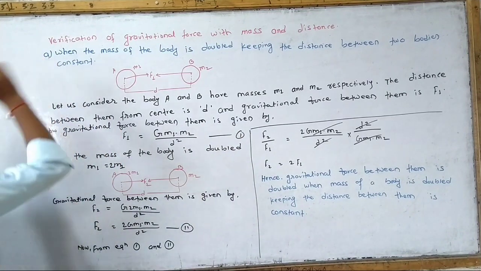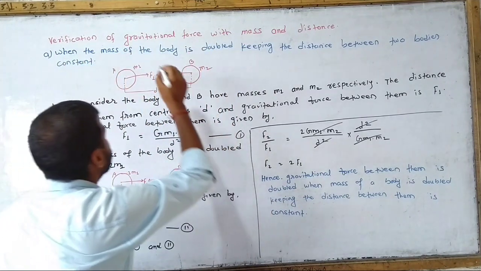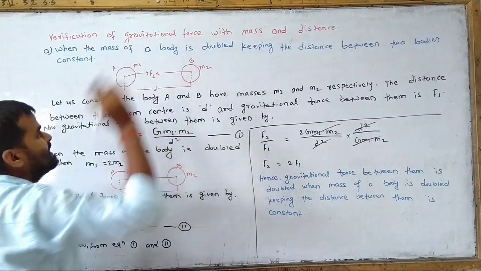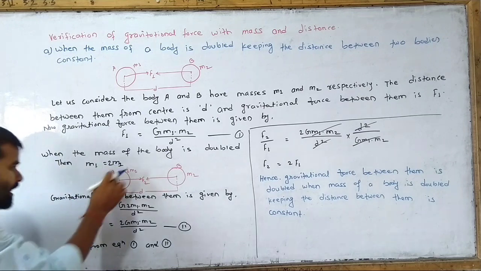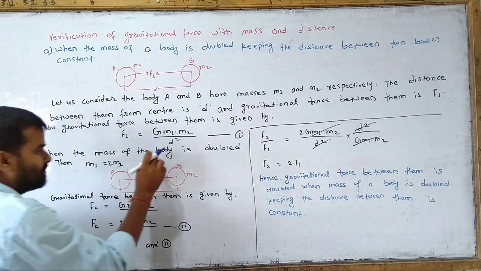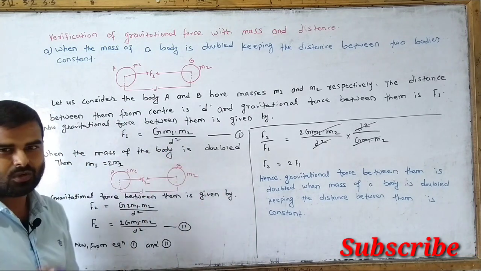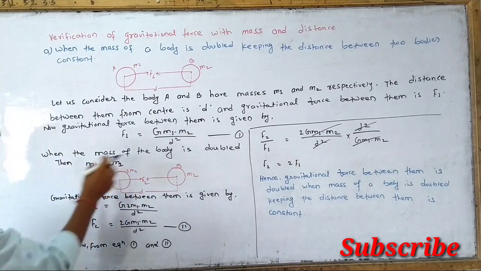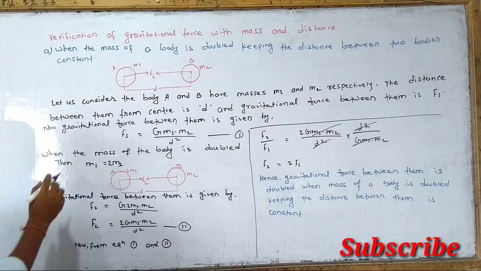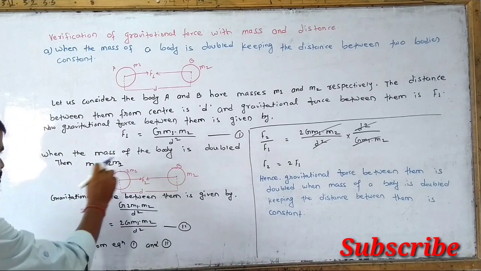Now, according to the condition, the mass of a body is doubled. This is body A. Let us double the mass. When the mass of the body is doubled, it means only one body. There are two bodies, and we have to double the mass of only one. Suppose body A's mass is doubled, so m1 becomes 2m1.